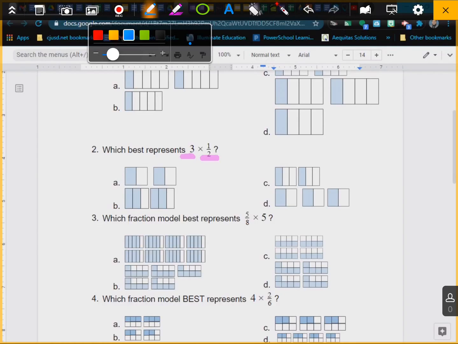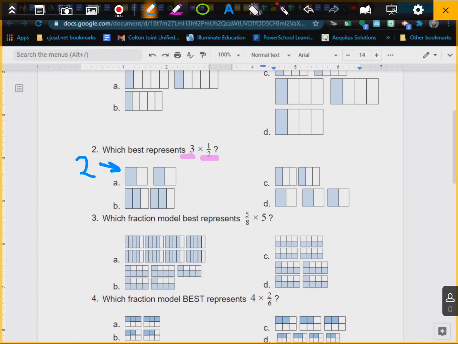So, once again, how many models are here? 2. How many models are here? 2. Here, 2. D is the only one that has 3 models, right? You got 1, 2, 3. And just to double check, how many are in each one? 2, right? 1, 2. 1, 2, 1, 2. And of the 2, how many are shaded? 1 out of 2, right? So D represents 3 times 1 over 2. That's all it is, you guys. It's really, really simple, okay?